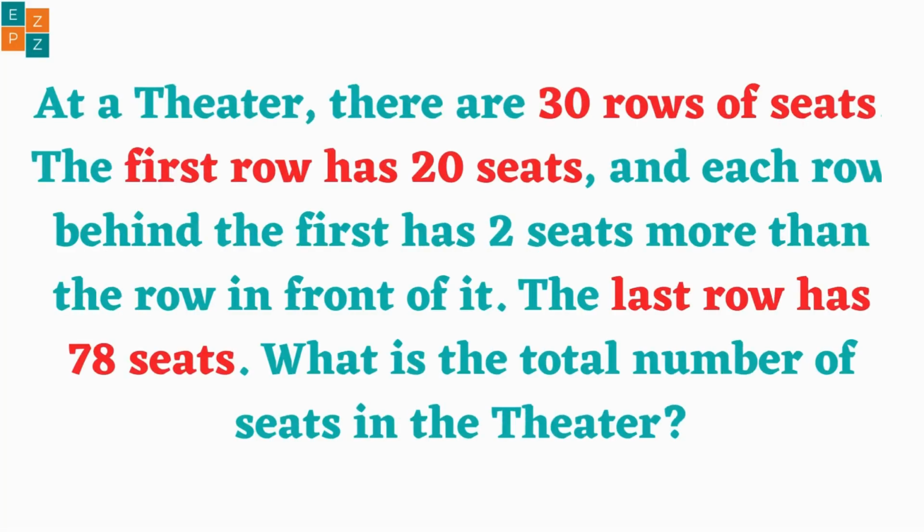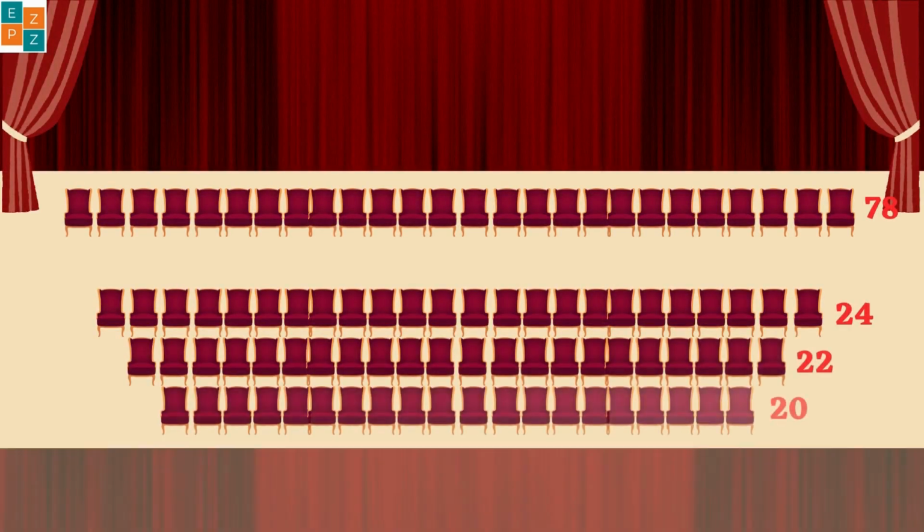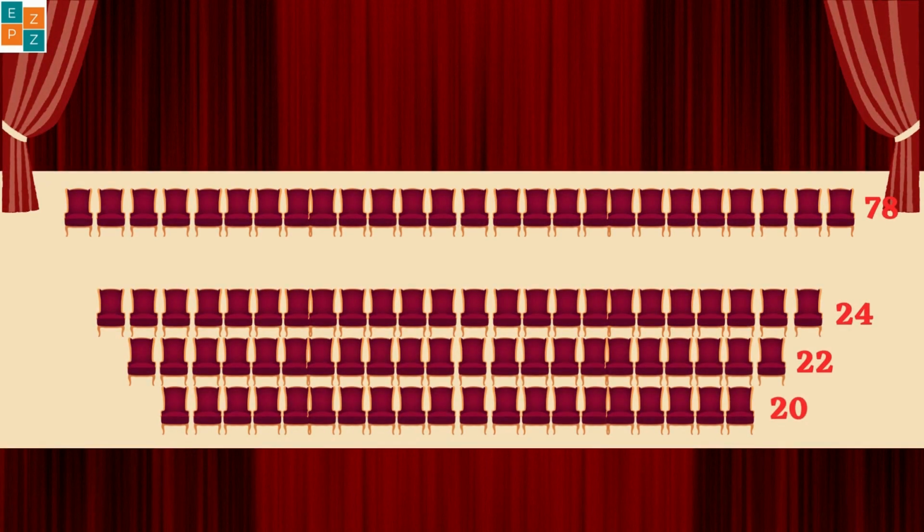At a theater, there are 30 rows of seats. The first row has 20 seats, and each row behind the first has 2 seats more than the row in front of it. The last row has 78 seats. What is the total number of seats in the theater? Since every row behind has 2 seats more, the total number of seats in each row can be represented as an arithmetic series, 20, 22, 24 and so on till 78. Therefore, we need to find the sum of the numbers in this series to find the total number of seats in the theater.